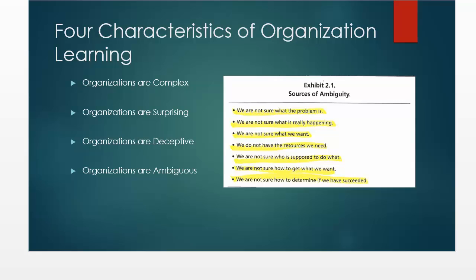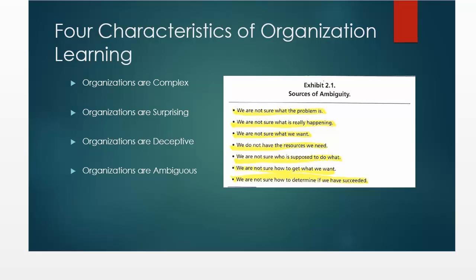associated with this. And the book in this exhibit from chapter 2 highlights these 7 components of ambiguity. It talks about we don't know what the problem is. We're not sure what's really happening. We're not sure what our requirements are and what we are really trying to accomplish. We don't have the resources we need to accomplish that, so we're going to have to make compromises, knowing all along that that is going to generate a significant risk.